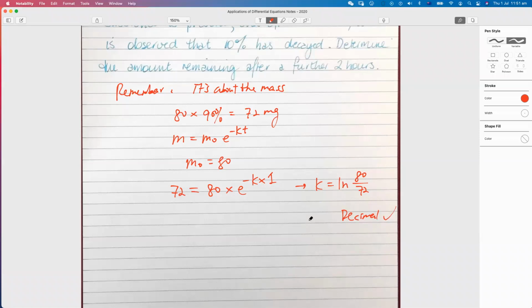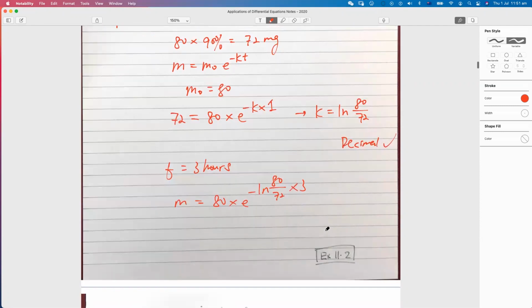Now, the question is asking for the amount remaining after a further 2 hours, which means t is equal to 3 hours, based on the 1 hour plus another 2 hours. So your m is equal to m naught, 80, times e to the power of negative k, where k is the natural logarithm of 80 over 72, times 3. Your mass is going to be 58 milligrams.